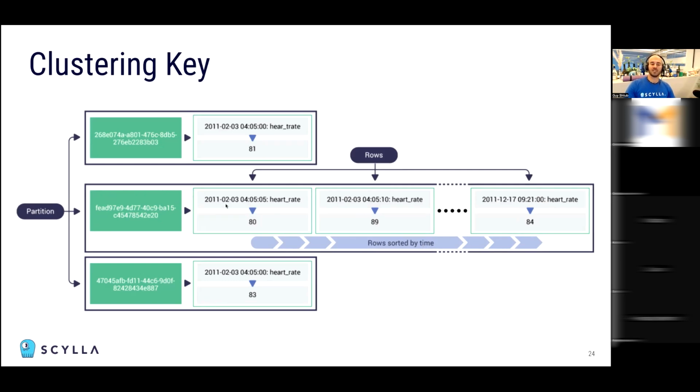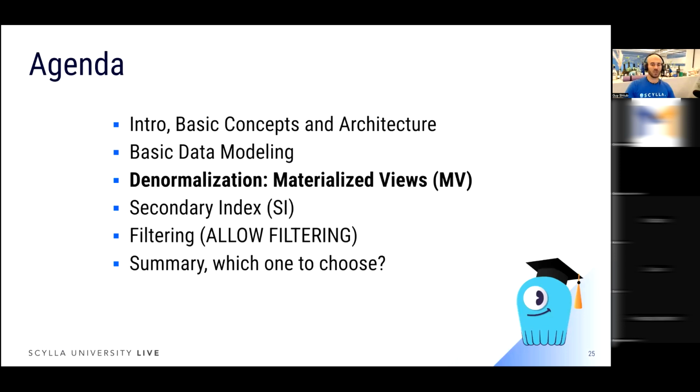Because the database knows exactly, within O(1), just by performing the partition hash function, on which replica nodes this partition exists. It simply has to perform the hash function. And then within a given partition, data is ordered according to the time, so it can very efficiently query the data. So that's the clustering key. And that brings me to denormalization, but let's see if we have any other questions first.